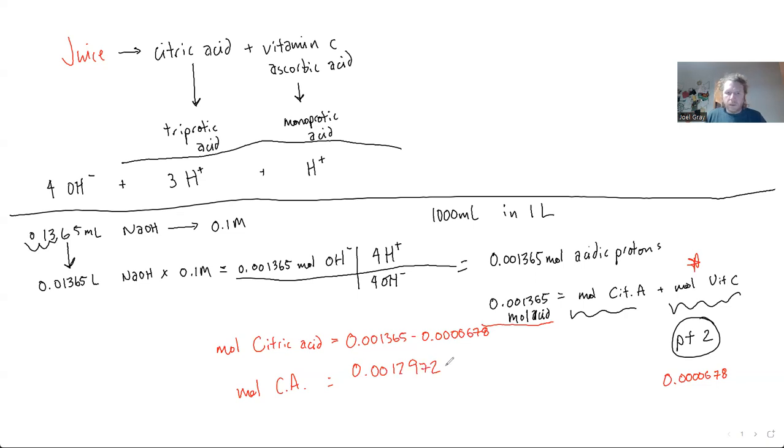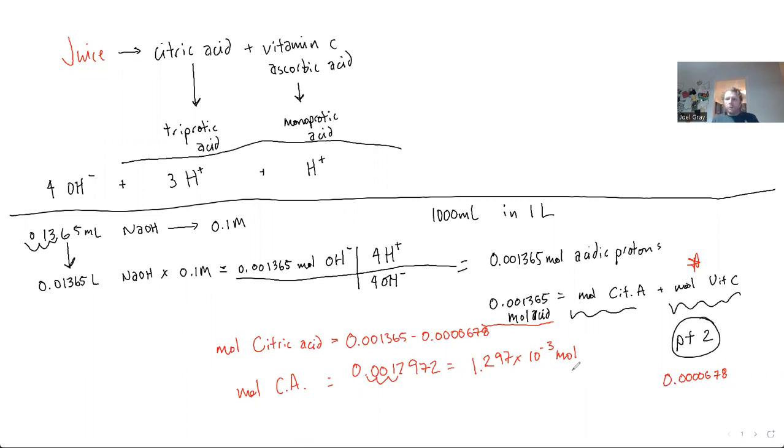We want to write that in proper scientific notation. We write it as 1.2, let's see, I moved my decimal place 1, 2, 3. 1.2972 times 10 to the negative third. And I was coming in with a total of 4 significant digits. So I'm going to stop right there. So I'll erase that number. Nope. 1.297 times 10 to the negative third moles of citric acid.